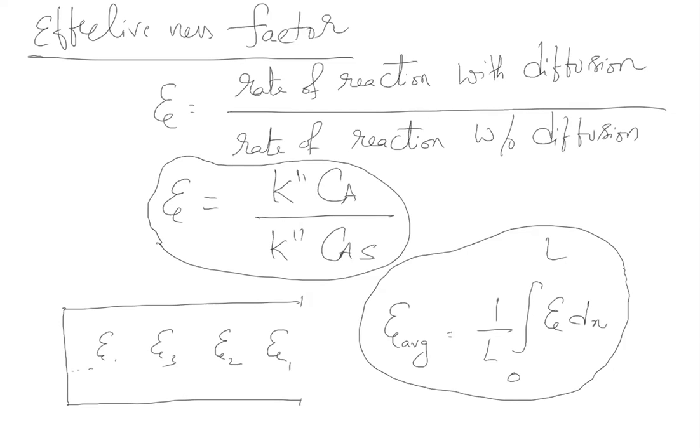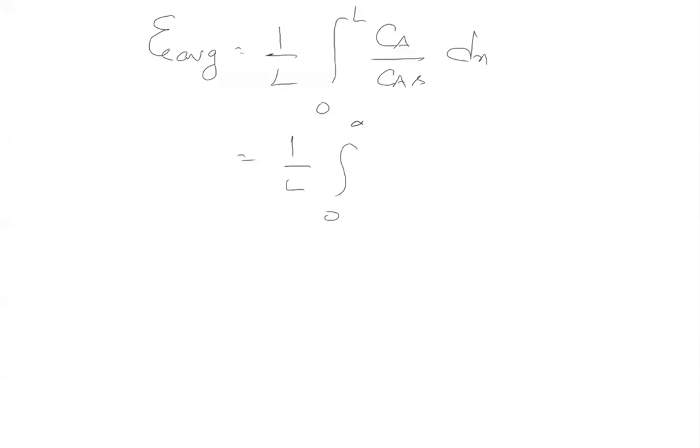Suppose there is no diffusion, then the concentration inside the pore will be Cas only. So how do you calculate the average? E average is equal to 1 by L into the integral from 0 to L of Ca by Cas into dx. What is Ca by Cas? We have written it now. Ca by Cas is cosh m into (L minus x) by cosh m into L, into dx.